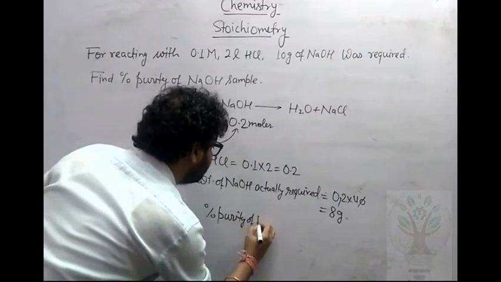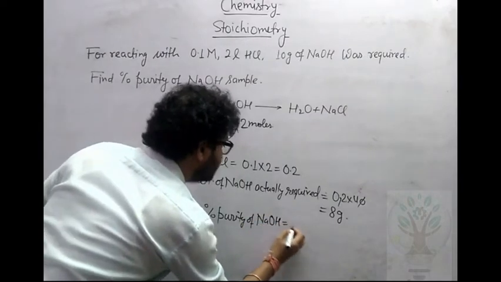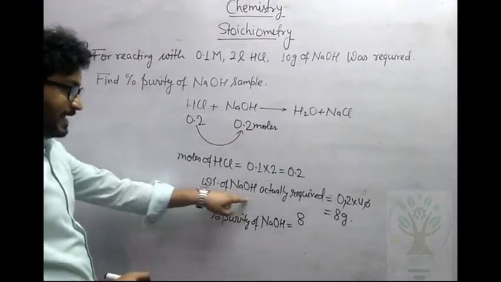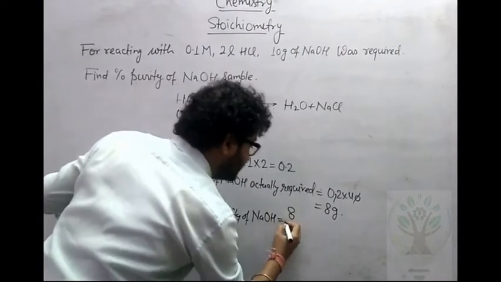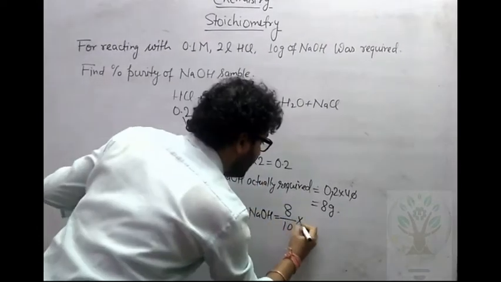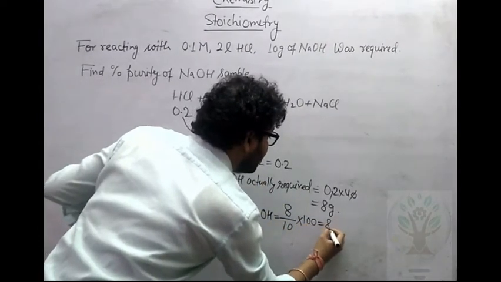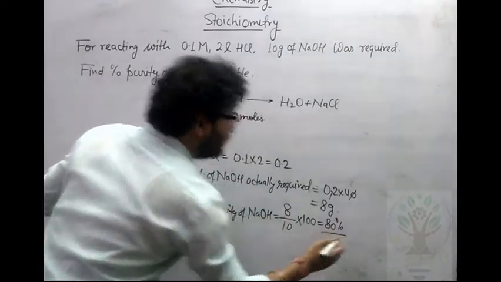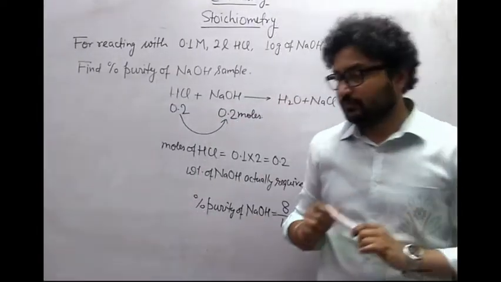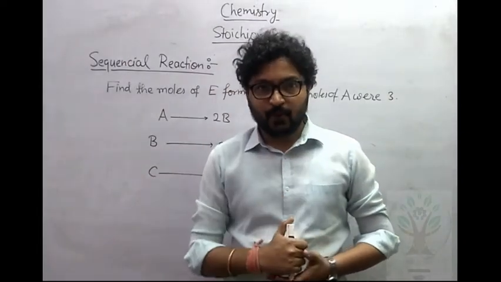Purity of NaOH will be how much? It will be pure weight. See, this actually requires pure weight divided by weight of sample, 10 gram NaOH, multiplied by 100. How much is it coming? 80%. I hope this phenomenon is clear to us. Okay, good. Now let's move to the next type of problem.